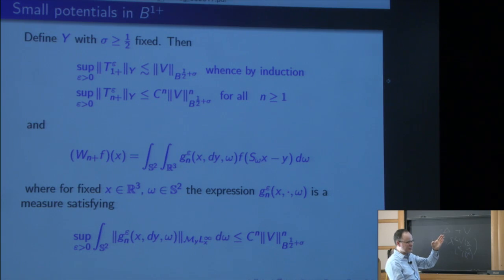These constituents of your series, your Dyson series, or the wave operators, each have a structure function, Gn, satisfying all the bounds you want. So this recovers with more information what Yajima observed, that for small potentials which are B1 plus epsilon, you get LP bounds. But we also get structure for this.